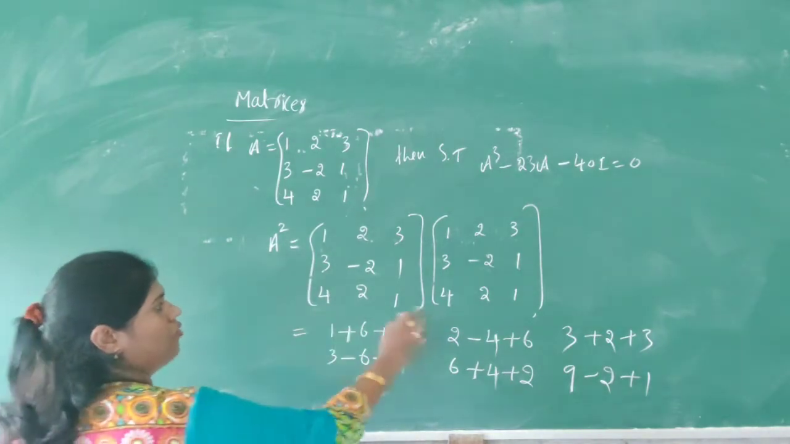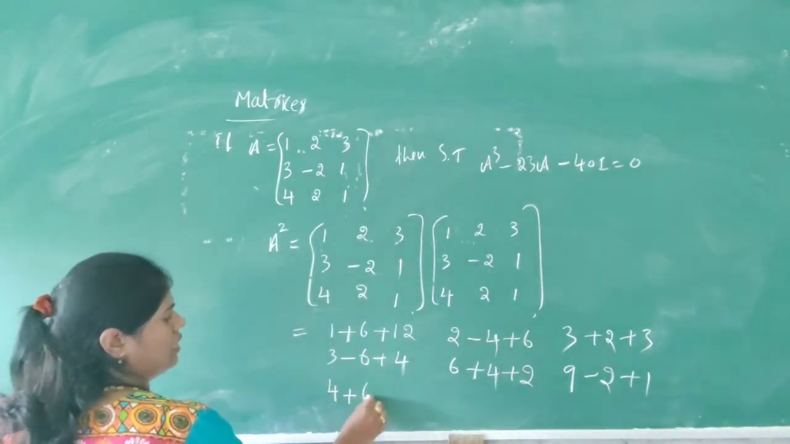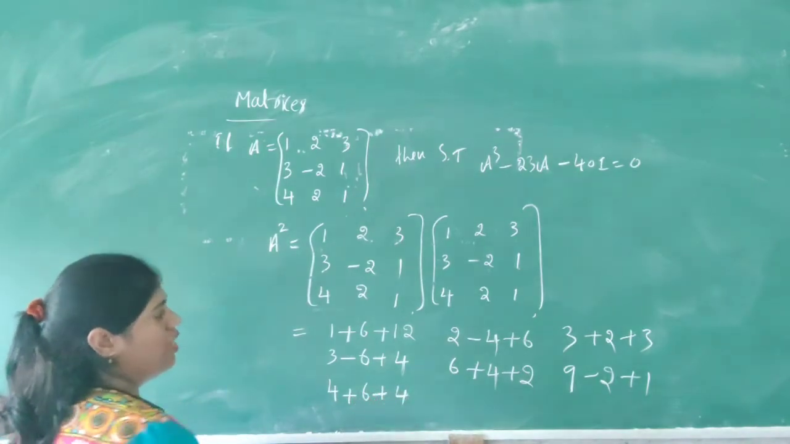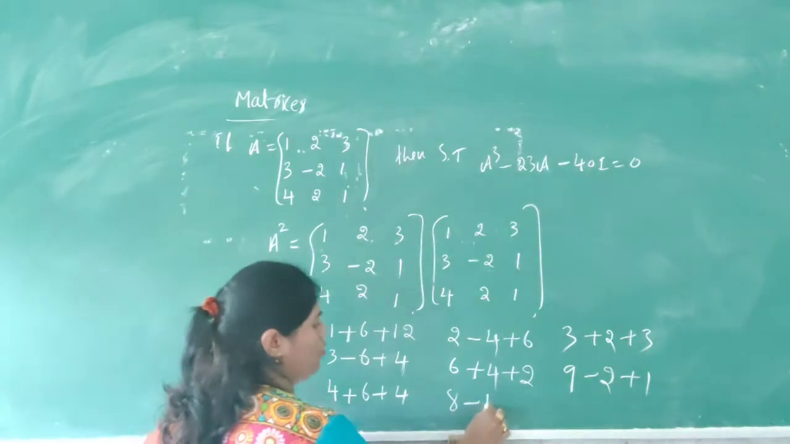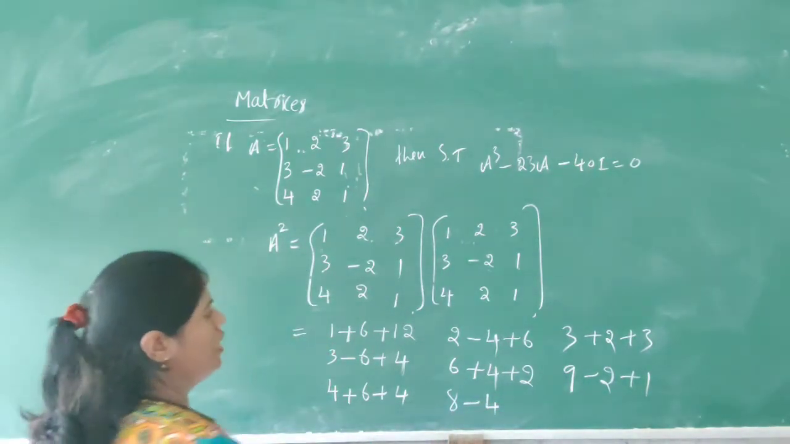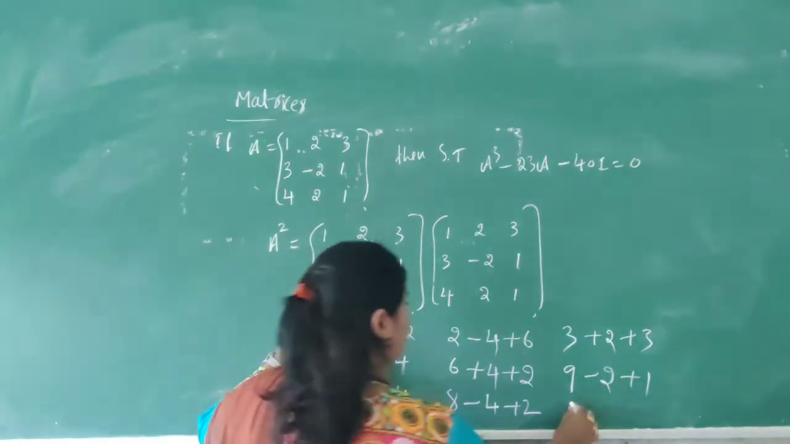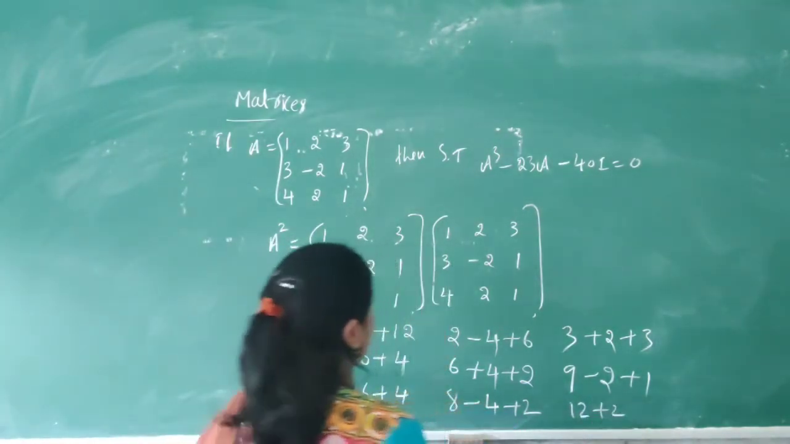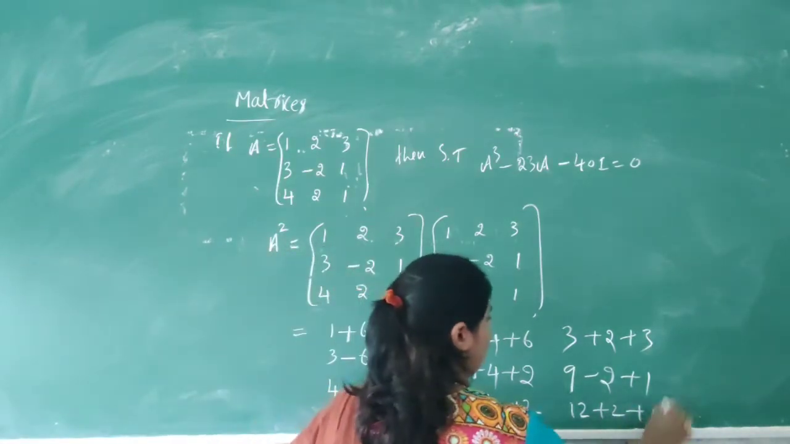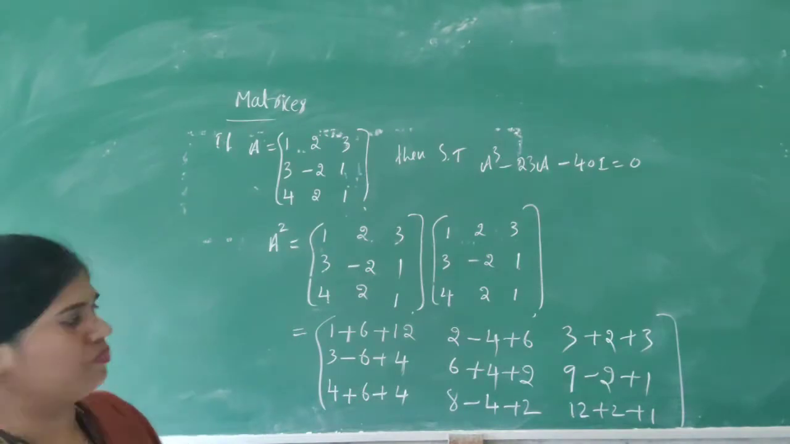Next, third row, first column: 4 ones are 4 plus 2 threes are 6 plus 4 ones are 4. 4 twos are 8. Next, 2 twos are 4 with the minus sign, plus 2 ones are 2. Next, 4 threes are 12 plus 2 ones are 2 plus 1 ones are 1. So this one is A square.